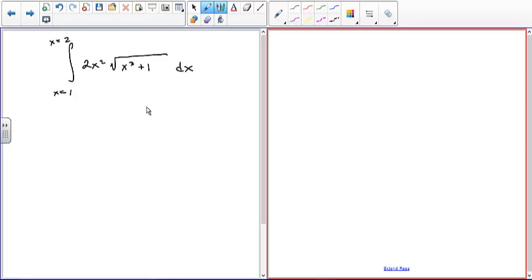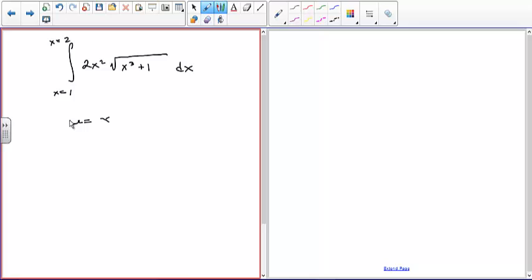What you're going to do is let u equal x cubed plus 1. Then you'll calculate du, and then you'll say when x equals 1, u equals something, and when x equals 2, u equals something. That's changing the limits. So see how you can do that by yourself.